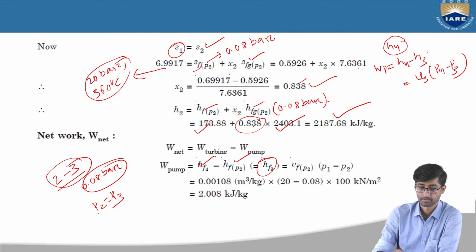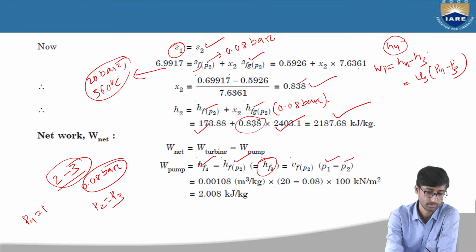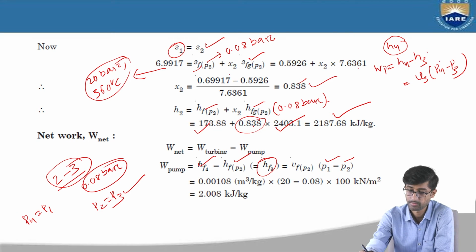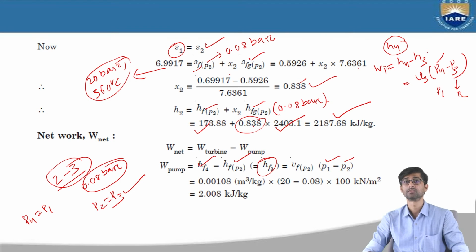Okay. So V into P1 minus P2, right? Because your P4 is equal to P1 and P2 is equal to P3. So instead of P4, you should write here P1, this is P2, which we written here. P1 is equal to P2.